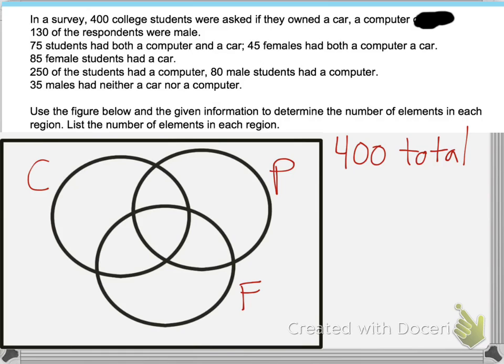We had 130 males. Now our set is females, so if there's 130 males, that means that there's 270 females. 75 had both a computer and a car. 45 females had both a computer and a car. 85 females had a car. So 75 had a computer and a car, so PC plus car.